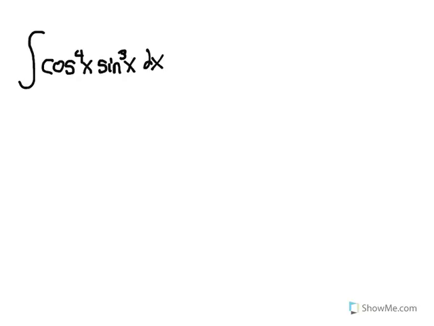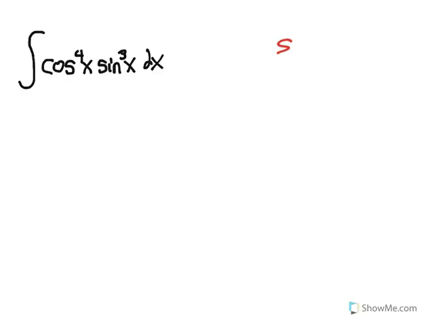When we have cosines and sines multiplied together, we want to focus on the one that has an odd exponent. So sine has an exponent of 3, so we're going to focus on that. We want to break it out in groups of sine squared, because we can always change sine squared x to 1 minus cos squared x.